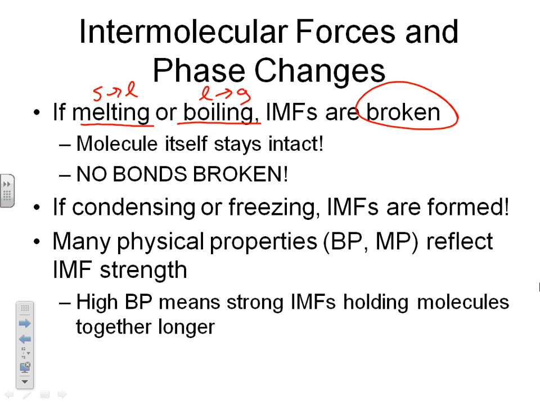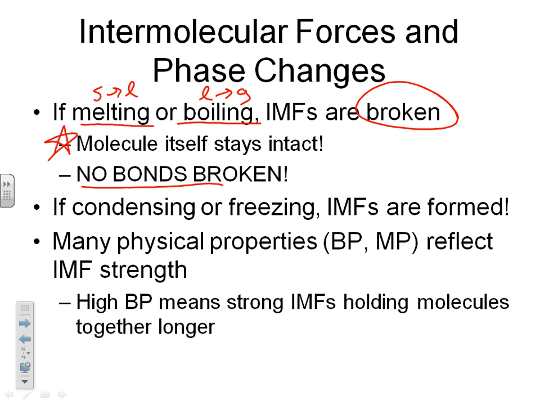But this process of breaking intermolecular forces of attraction requires heat. And the point is also that when we do this, we are not actually turning the molecule into something else, right? If you melt water, you still have water. So no chemical bonds are broken, right? That's a big point. When we're undergoing phase changes, we're not breaking chemical bonds.